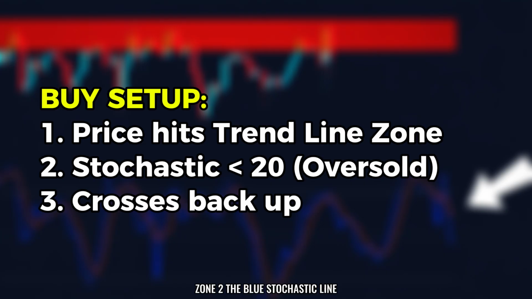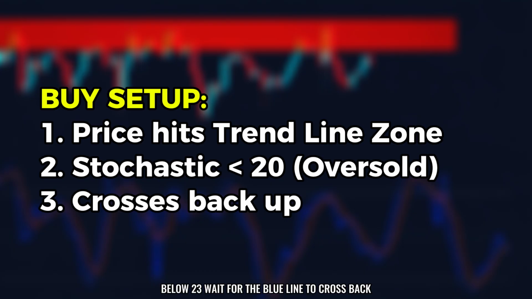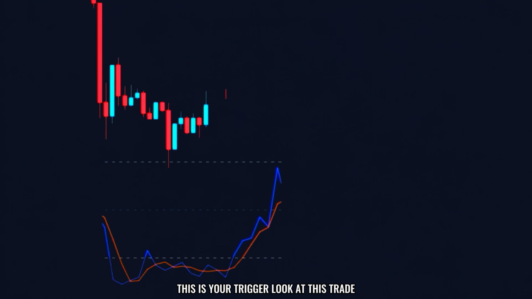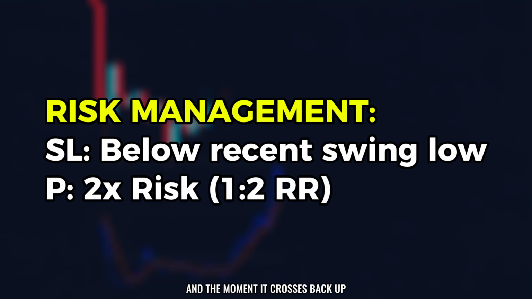2. The blue stochastic line must cross into the oversold level below 20. 3. Wait for the blue line to cross back inside the oversold level. This is your trigger. Look at this trade. Price hits the line, the stochastic goes oversold, and the moment it crosses back up, we enter a buy.